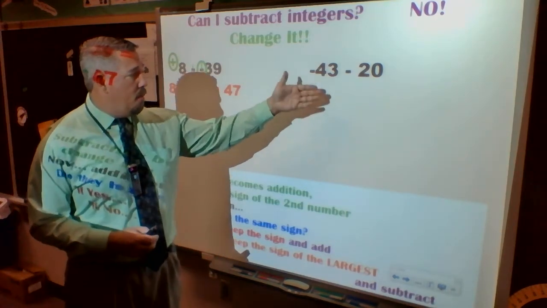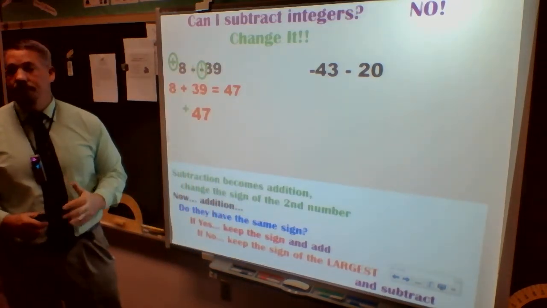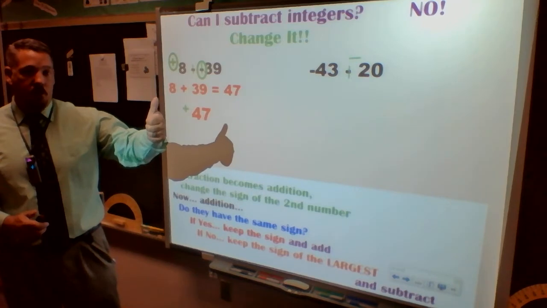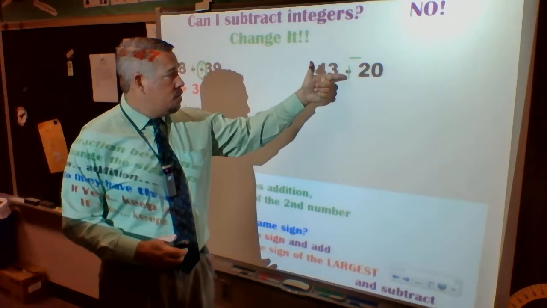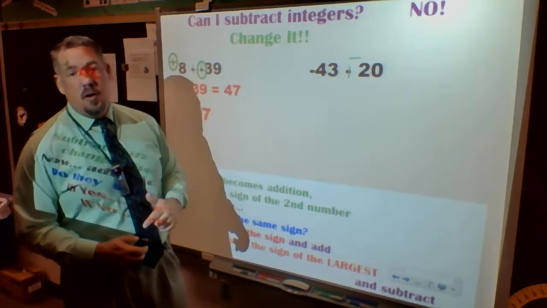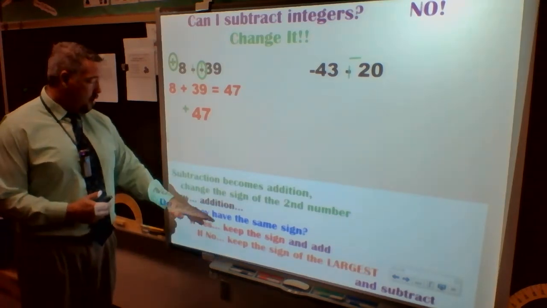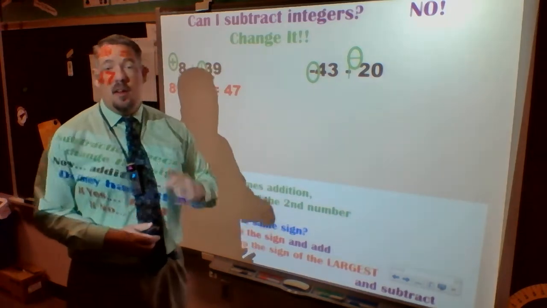Negative 43 minus 20. Can I subtract integers? I cannot. Subtraction becomes addition. Change the sign of the second number. Subtraction became addition. Positive 20 became a negative 20. Then I look at the signs. I have addition. My first question, do I have the same signs? Negative, negative, yes I do.